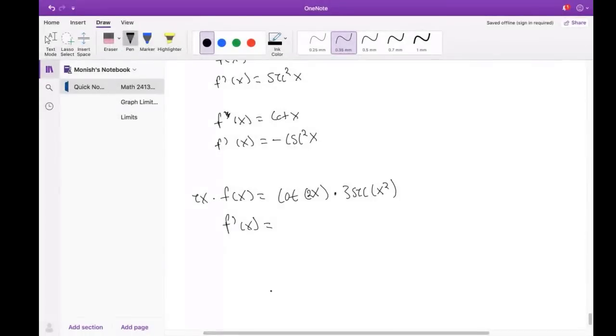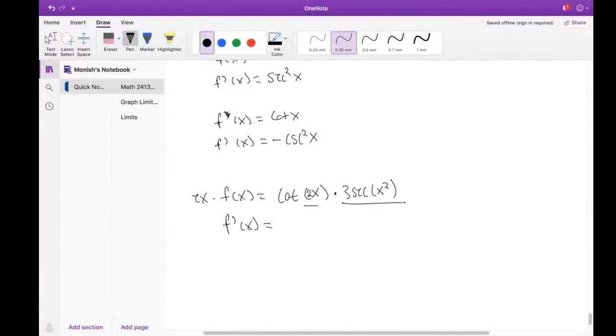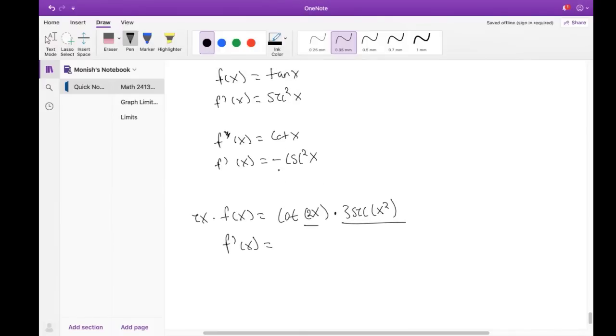So we have to use the chain rule for the secant and the cotangent as well. You don't need to use chain rule first. You need to use chain rule whenever you take the derivative of each component individually. So let's take the derivative of the cotangent 2x first. Remember, the derivative of cotangent is negative cosecant squared 2x, and then applying chain rule, we know that the derivative of 2x is 2.